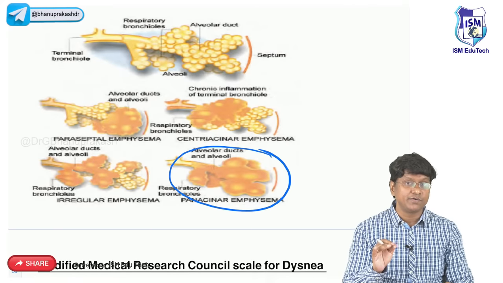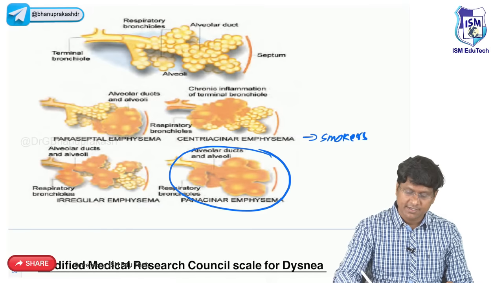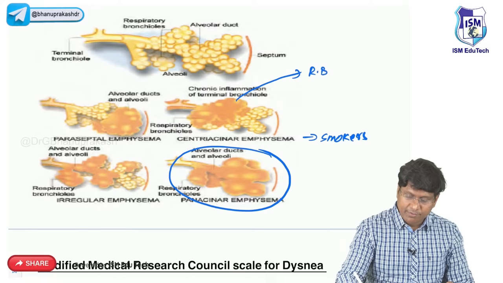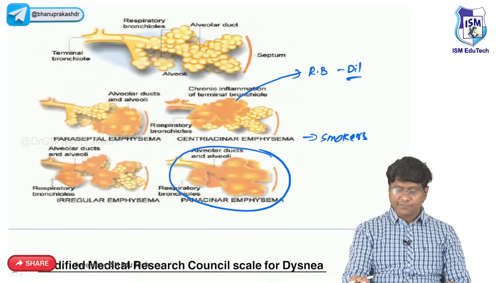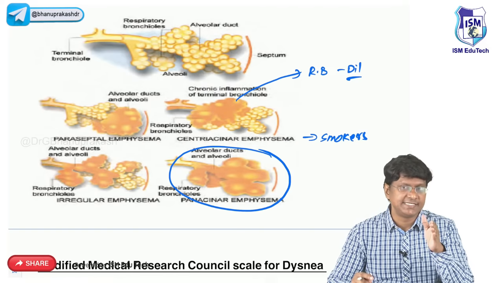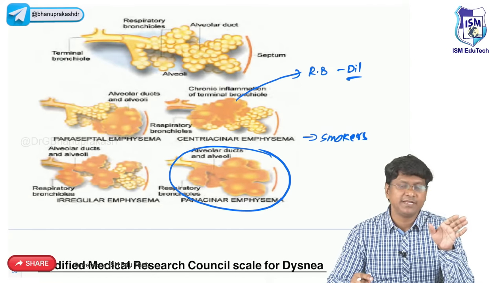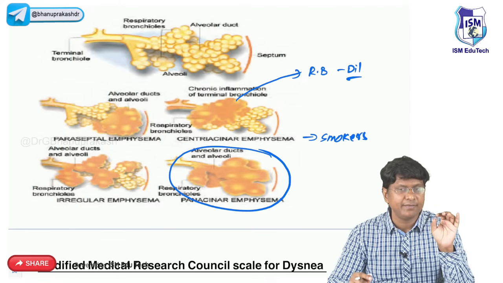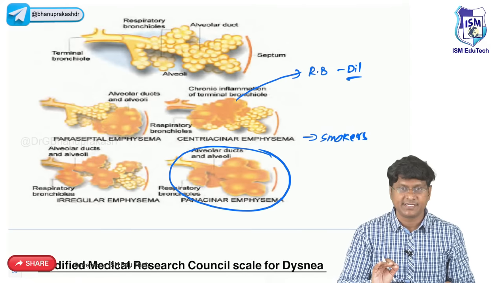Whereas in centriacinar emphysema, what did I tell you? It is the one commonly seen in smokers. In centriacinar emphysema, it is only the respiratory bronchioles which are abnormally, irreversibly dilated. The distal part of the acinus, that is the alveolar sac and alveoli, is not dilated. It is only the respiratory bronchiole that is abnormally, irreversibly dilated in centriacinar emphysema.